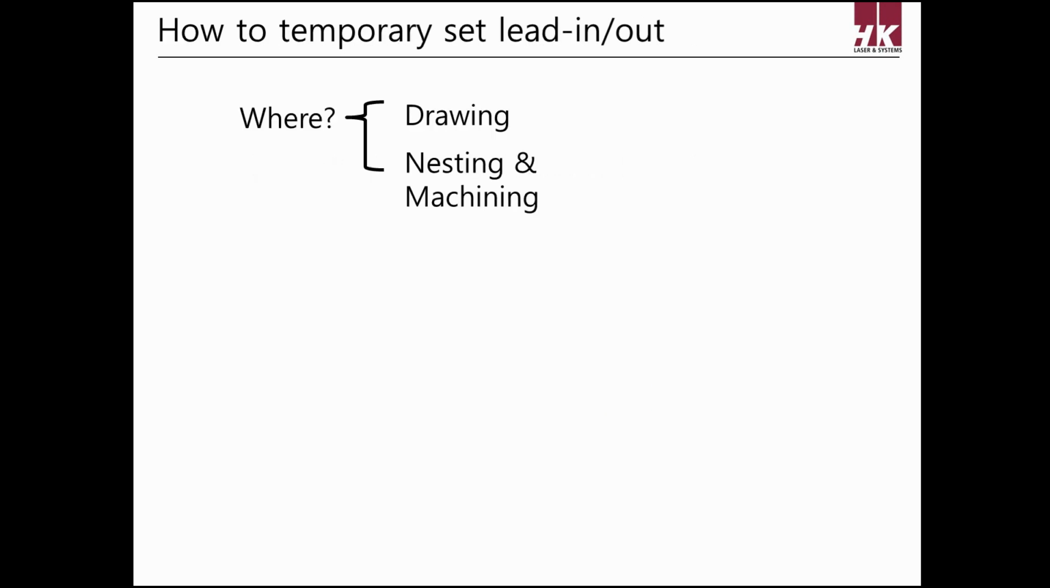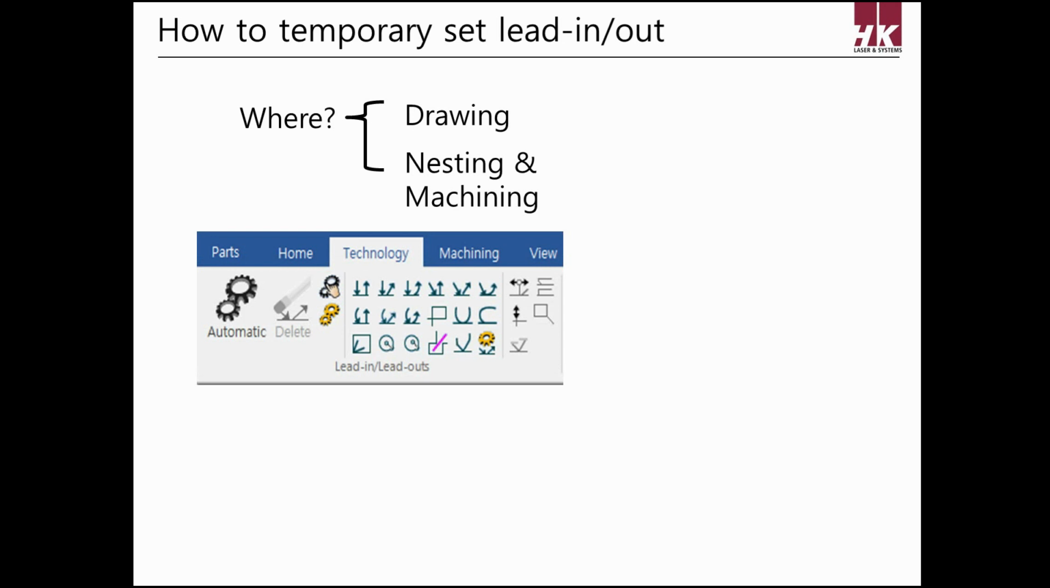Next, there are many customers who prefer applying lead-in manually. So let's find out manual setting. To fix lead-in position manually, it is possible in both drawing and nesting and machining screens. But like the micro joint explained before, if a part needs it essentially, set it in the drawing screen to apply the setting to all identical parts. Lead-in lead-out setting exists in both drawing and nesting and machining screens.